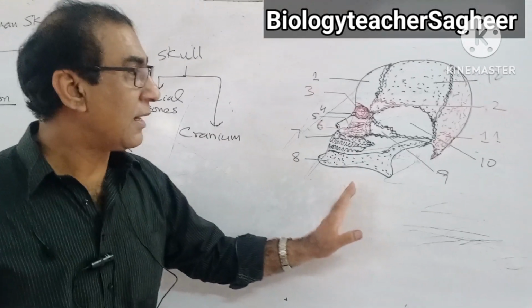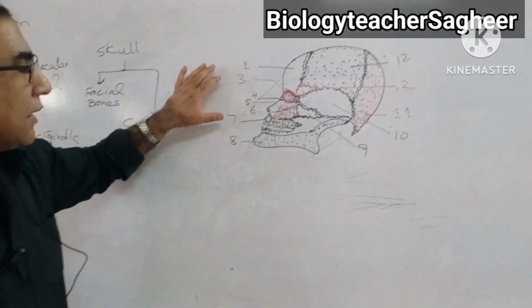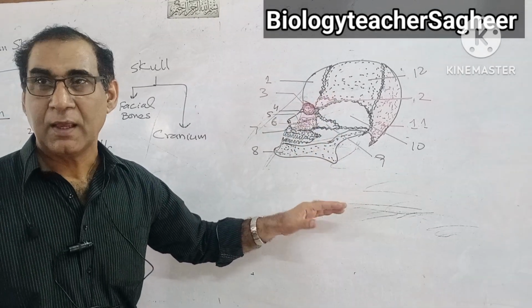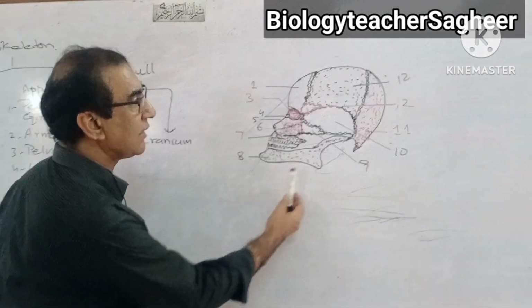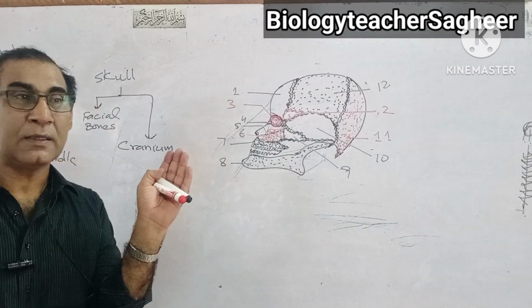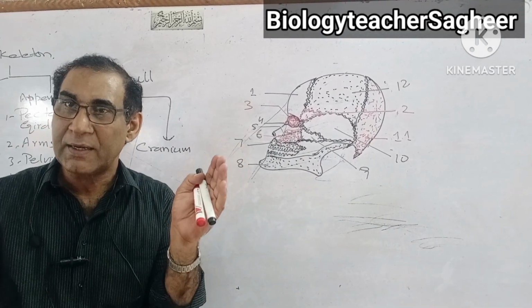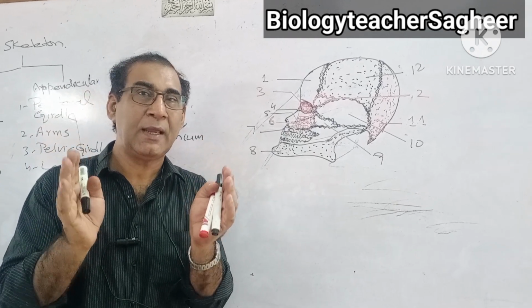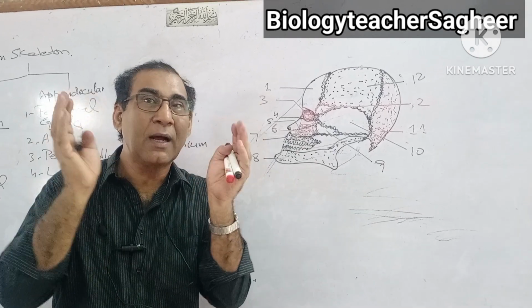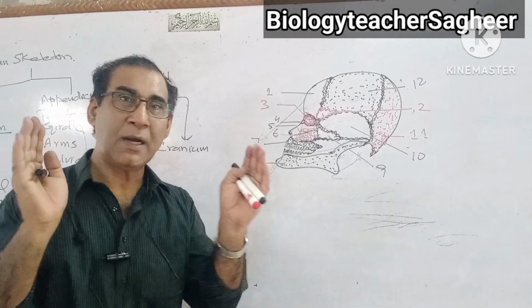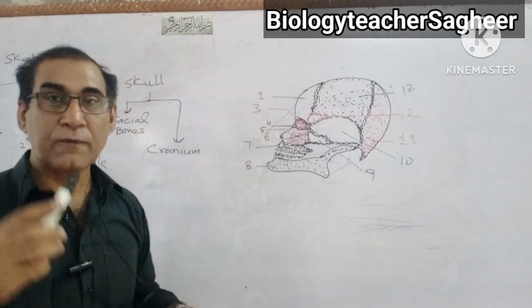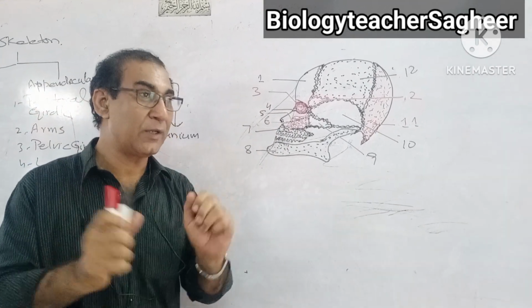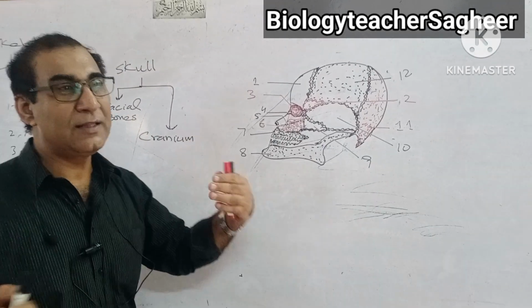Now let us come to the skull. The skull consists of these bones which I have drawn here. First, we'll see the skull. It consists of the cranium and the facial bones. The facial bones and the cranial bones are articulated together. Now you would answer my questions so that I may fill these blanks.